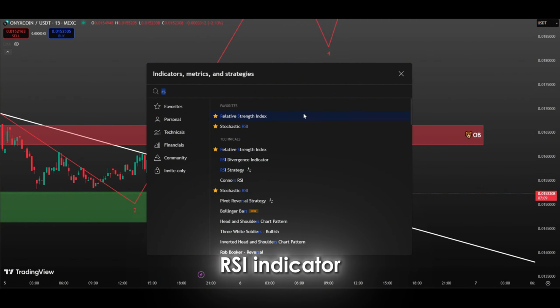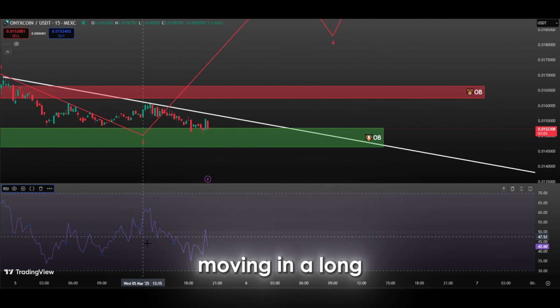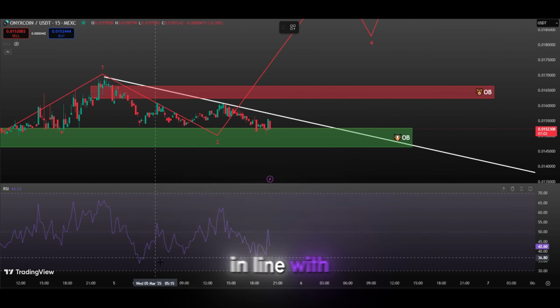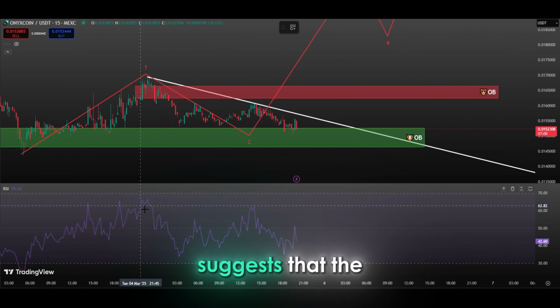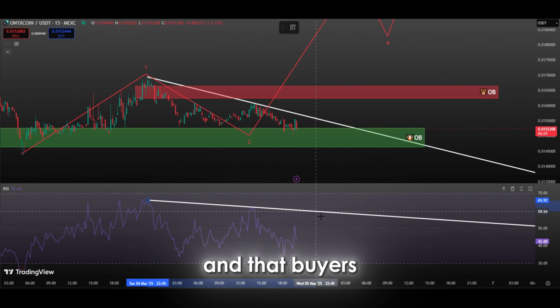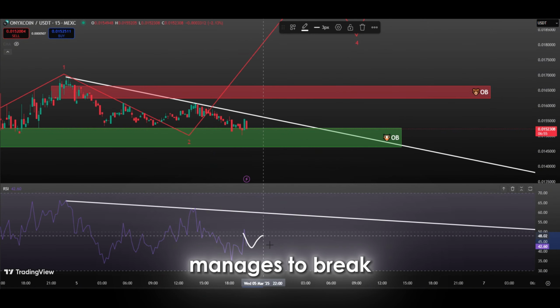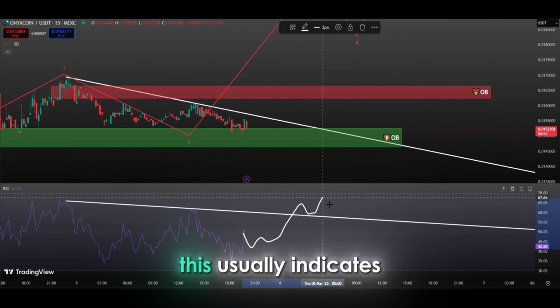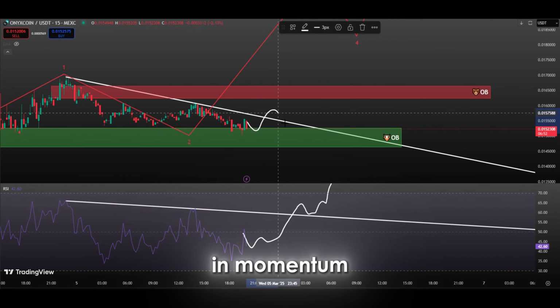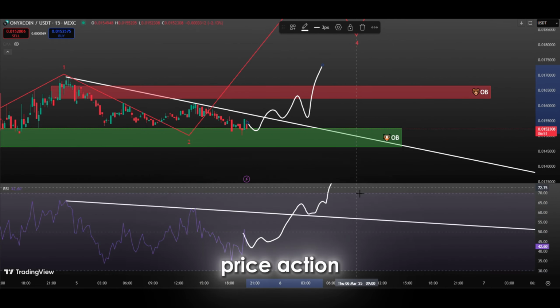Looking at the RSI indicator, we can see that it is moving in a long-running downtrend. This trend, in line with the price action, suggests that the market has been weak for some time and that buyers have not been able to muster enough strength. If the RSI manages to break this falling trend line to the upside, this usually indicates a positive shift in momentum and could signal a strengthening in price action.